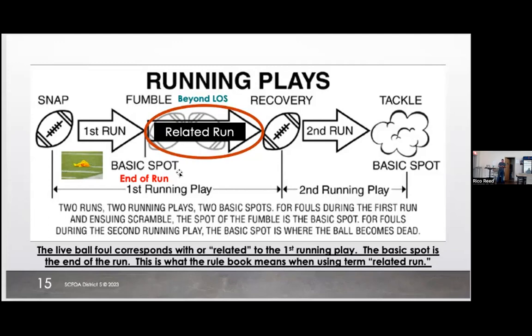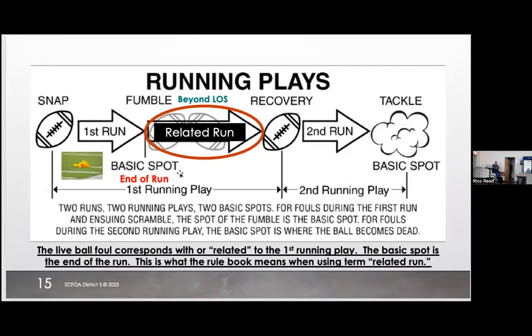So if you flip to, for example, page 82, Article 10.4.8, the basic spot is a spot where the related run ends for a foul which occurs during a running play. When they use the term related run there, what they mean is that foul is linked with that first running play. So what they're saying is that the foul corresponds to the first running play. So what is the basic spot for that foul during that first running play?